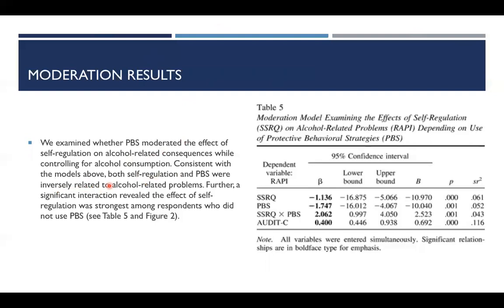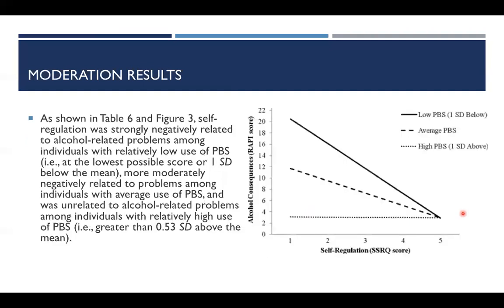So first, let's look at the table here, right? You can see they've got the slope for self-regulation, the slope for protective behavioral strategies, and then there's their interaction term right there. As you can see, that interaction term is significant, so that means that the moderation is significant. So let's take a look at how that worked.